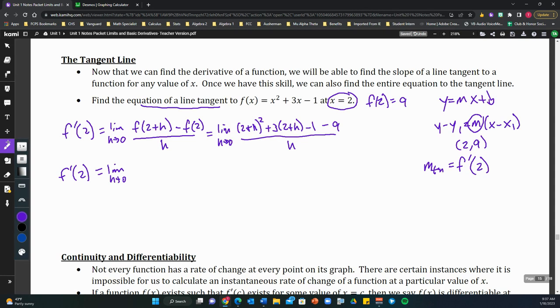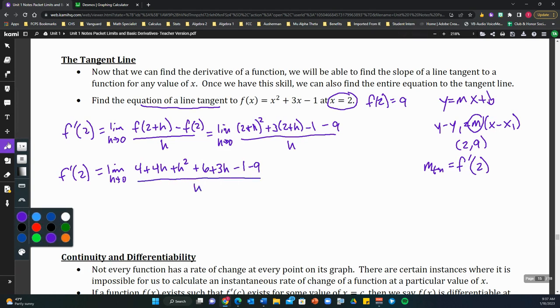So expanding the binomial squared gives me 4 plus 4h plus h squared. Distributing the 3 gives me 6 plus 3h minus 1 minus 9 all over h. So now we can go through and clean this up. So constant terms, 4 and 6, that makes 10. Negative 1, negative 9 makes negative 10. So those all cancel each other out. Then I can reduce out a factor of h from everything in the numerator. So that disappears. We lose a factor there. That disappears. And the h on bottom.